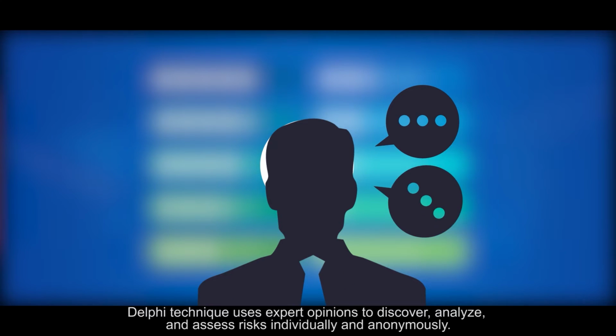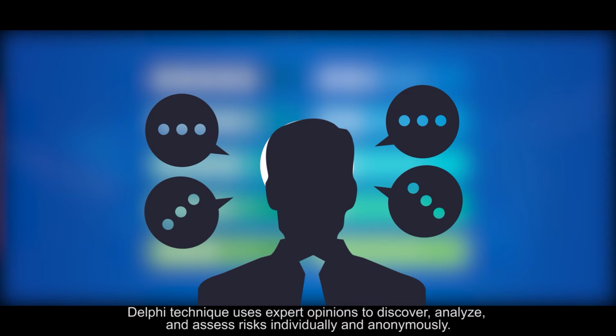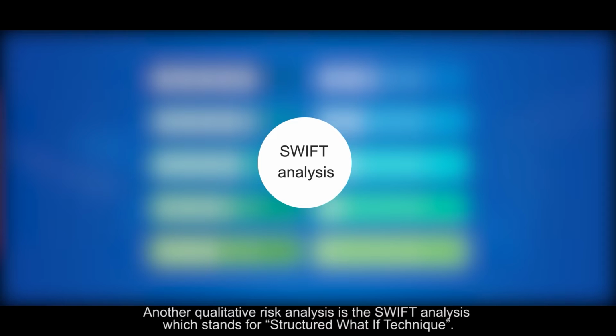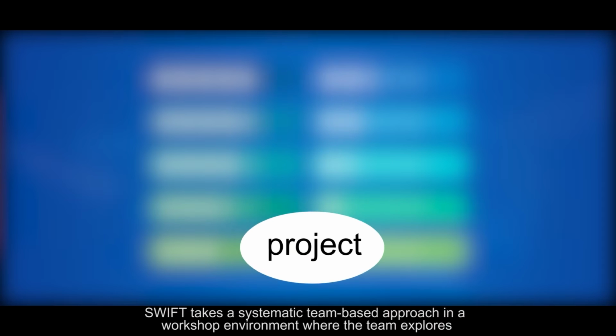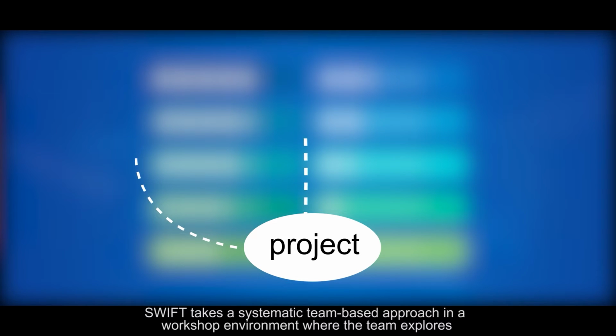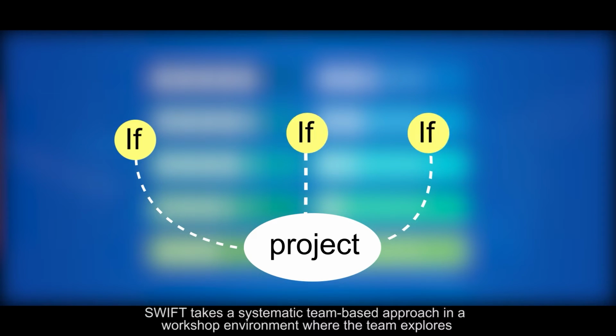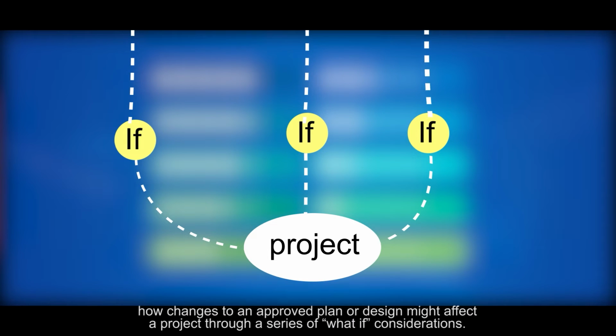Delphi technique uses expert opinions to discover, analyze, and assess risks individually and anonymously. Another qualitative risk analysis is the Swift analysis, which stands for Structured What-If technique. Swift takes a systematic team-based approach in a workshop environment where the team explores how changes to an approved plan or design might affect a project through a series of what-if considerations.